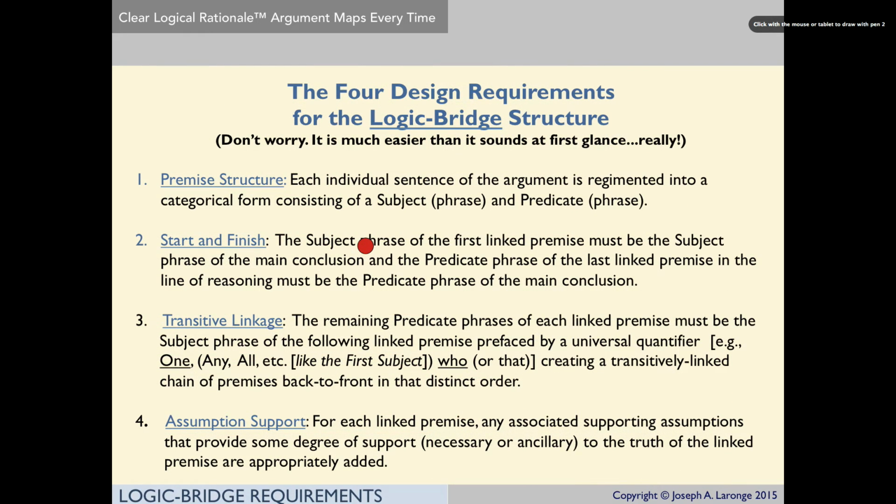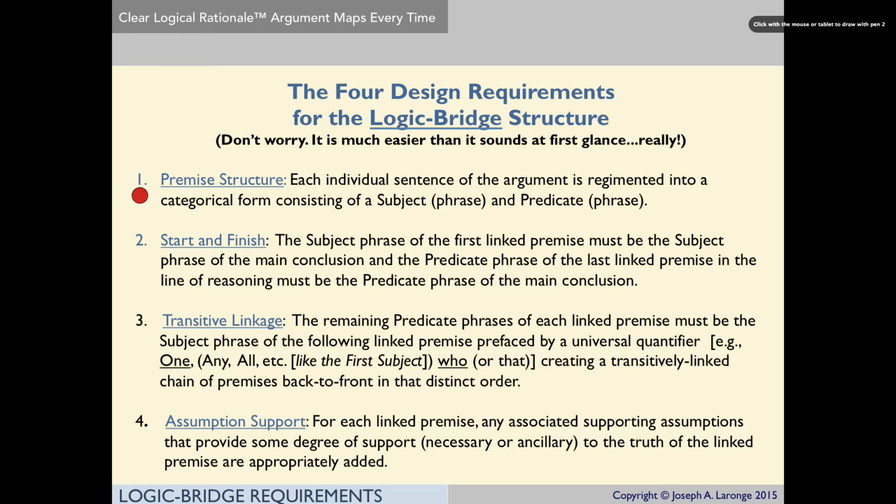So there's four design requirements for the logic bridge structure. I know as I describe these, don't worry. It's much easier than it sounds at first glance, really, once we do the examples. But this is a slide you can come back to over and over, as a review. Four things must be in play for this logic structure to work, so that any argument you produce will be logical.